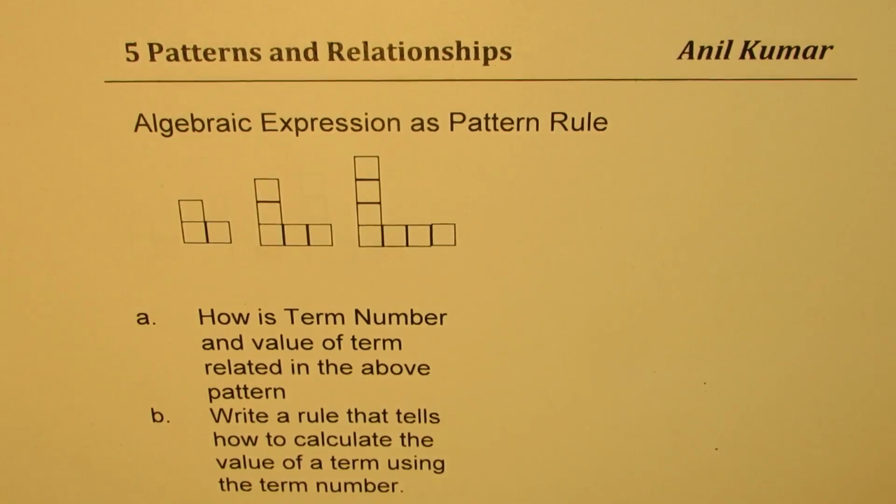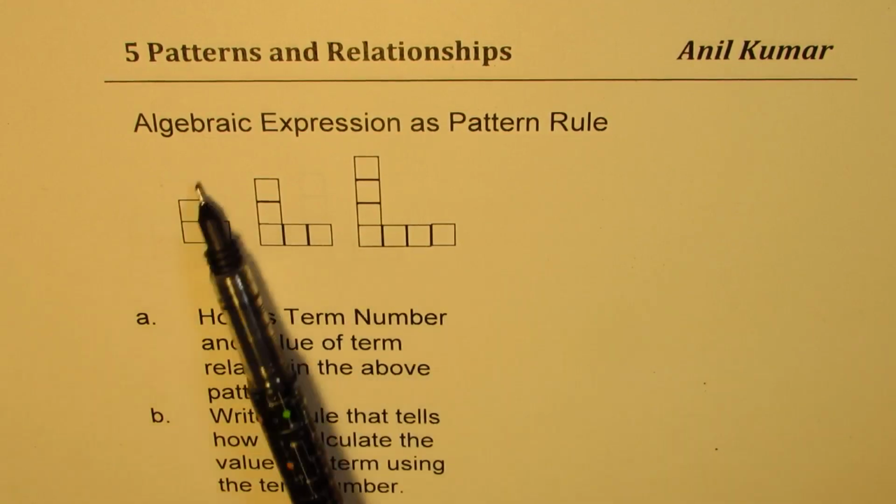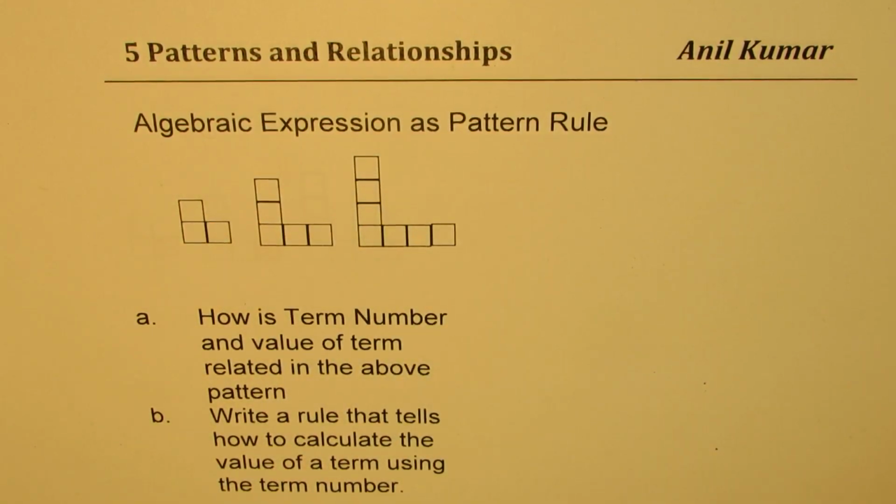Now, let us understand a few tricks on how to form patterns when we are given situations which seem to be random. Perfect. So algebraic expressions will help us to do that. Now again, we have the same expression, but the questions are a bit different. First one is, how is the term number and the value of the term related in the above pattern?